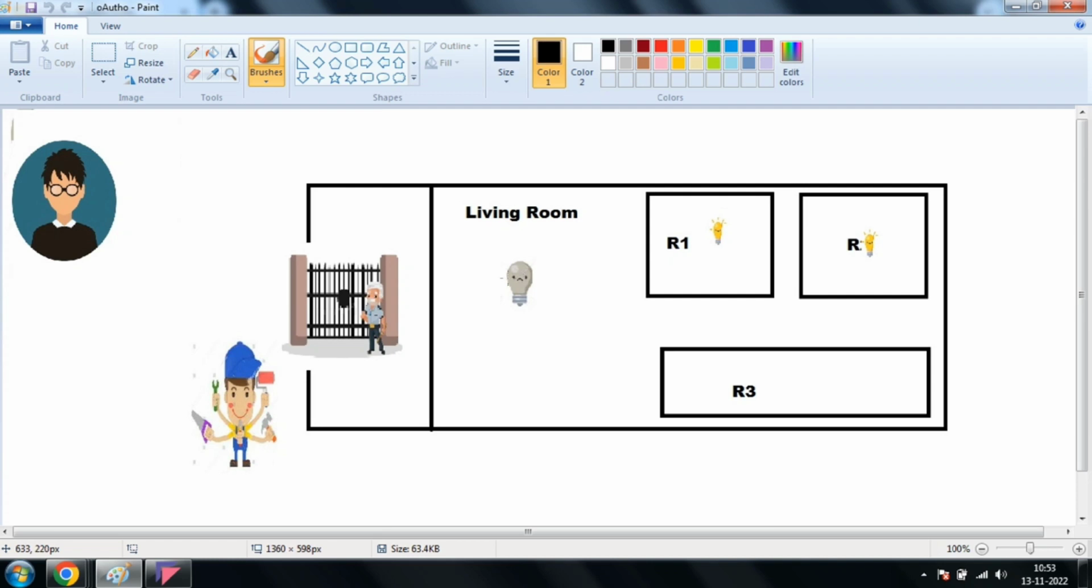So when you deny access to R1, R2, R3, and provide access only to the living room, this is called authorization. The electrician is authorized to get into the living room only, fix the issues there, and get out of that room. When he's getting out, he is out, so we say the user has logged out.